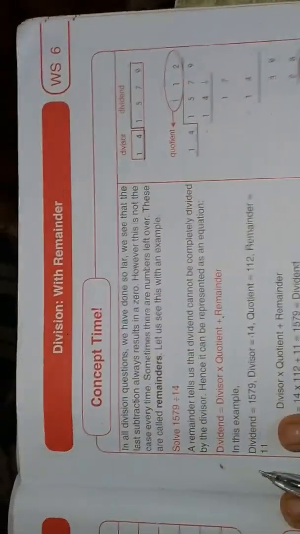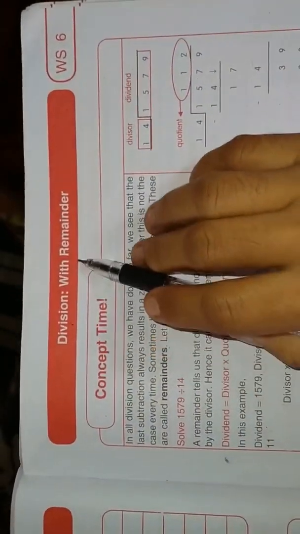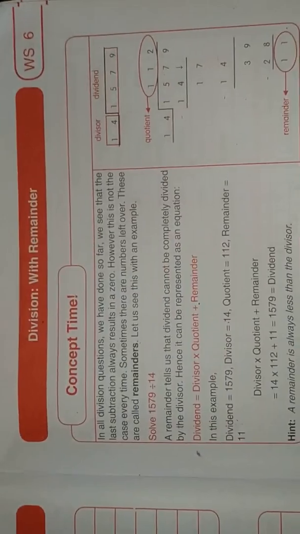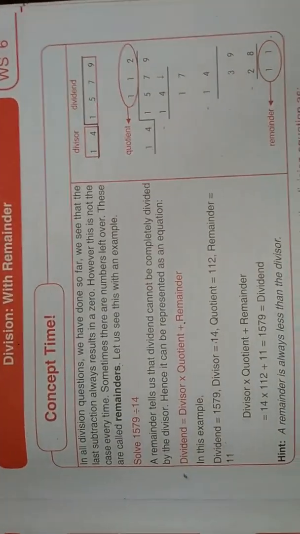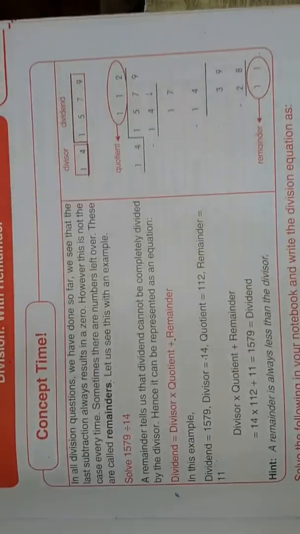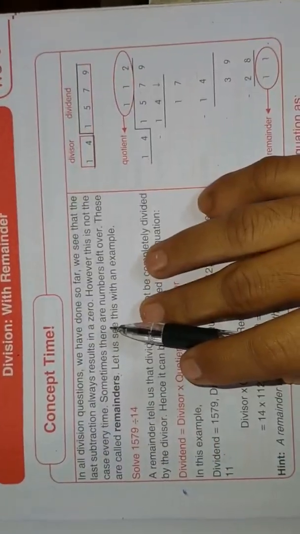So students, today we'll start worksheet number 6, unit number 2, division with the remainder. In all the division questions so far, we see that the last subtraction always results in a zero.